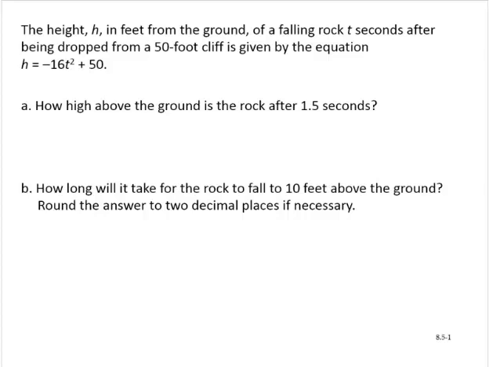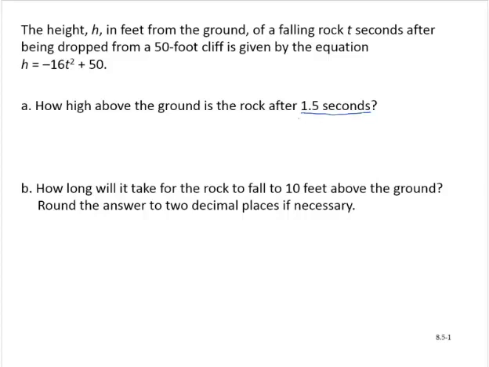The height, h, in feet from the ground of a falling rock t seconds after being dropped from a 50-foot cliff is given by the equation h is equal to negative 16 t squared plus 50. Exercise A asks us, how high above the ground is the rock after 1.5 seconds?